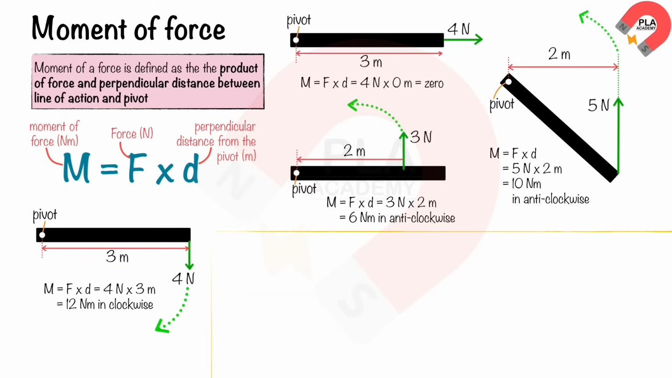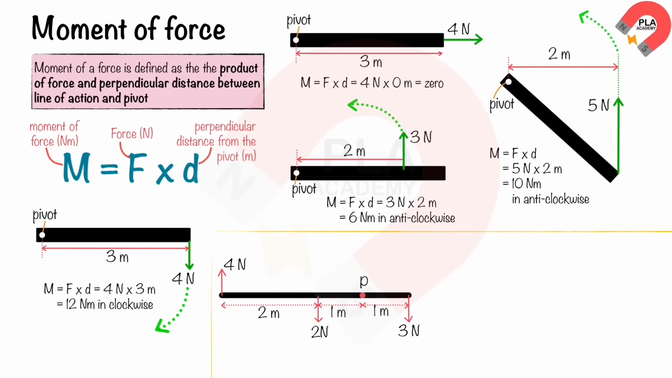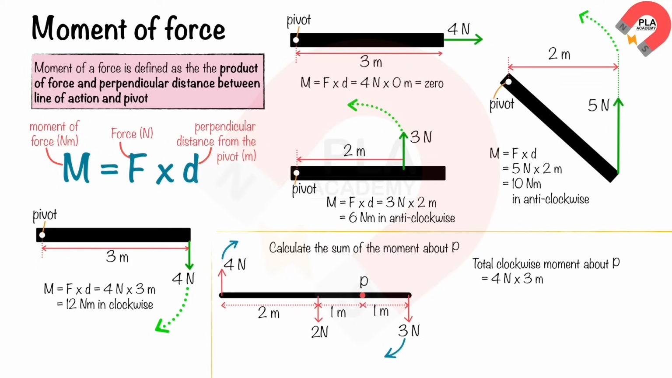Fifth example, a diagram shows the forces acting on a light beam and the distance of each force from point P. Calculate the sum, or resultant, moment about P. Clockwise moment about P is caused by forces of 3 newtons, 1 meter from P, and 4 newtons, 3 meters from P. So, total clockwise moment equals 4 times 3 plus 3 times 1, equal to 15 newton meters.